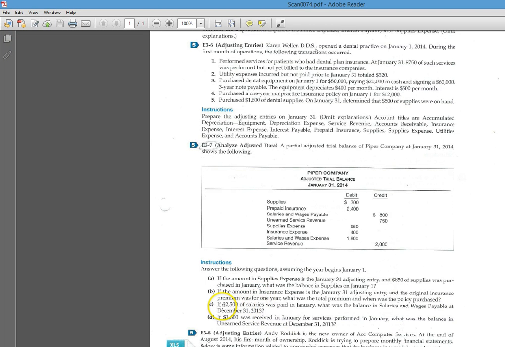For C, we see if $2,500 of salary was paid in January, what was the balance at December 31st, 2013? So notice that's really the beginning balance, isn't it? So they want to know on January 1, which is December 31st, what was the beginning balance? So we can see the payable at the end is 800. We can see the expense was 1,800 and that they paid 2,500.